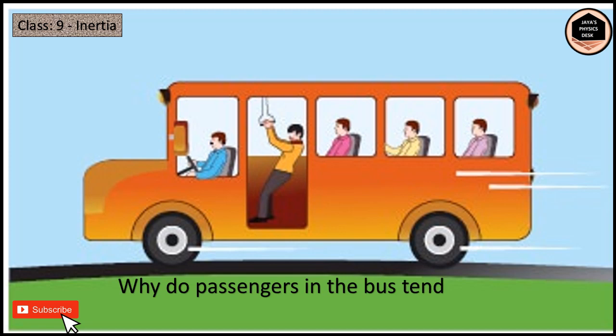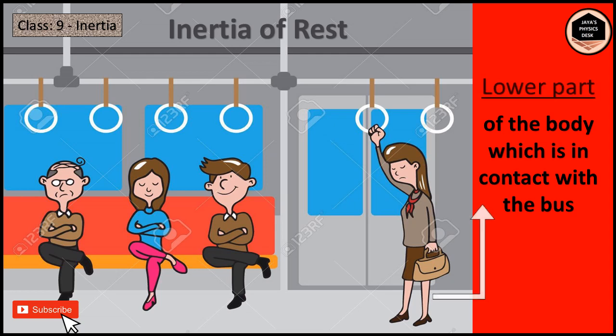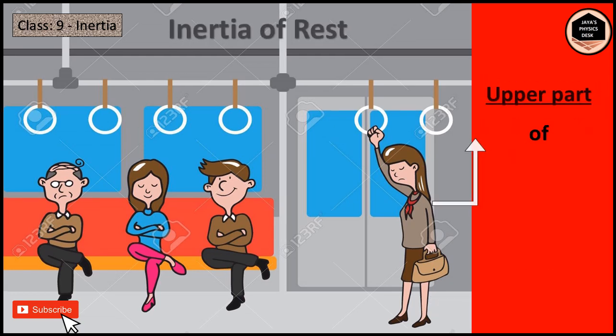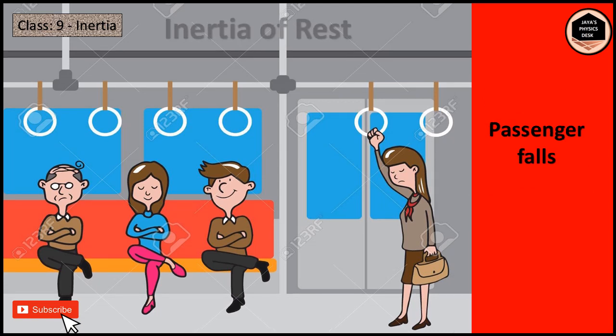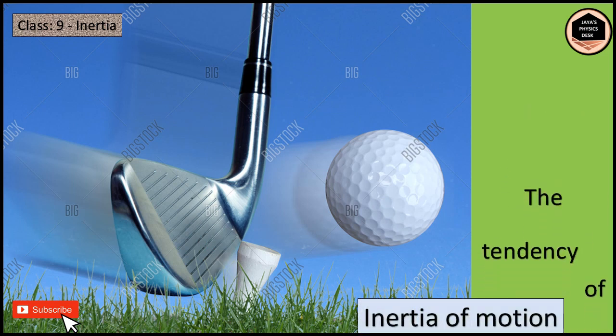Why do passengers in the bus tend to fall backwards when it starts suddenly? When the bus starts moving suddenly, the lower part of the passenger's body, which is in contact with the bus, comes in motion, but the upper part of their body tends to stay at rest and the passenger falls backward. What is inertia of motion?